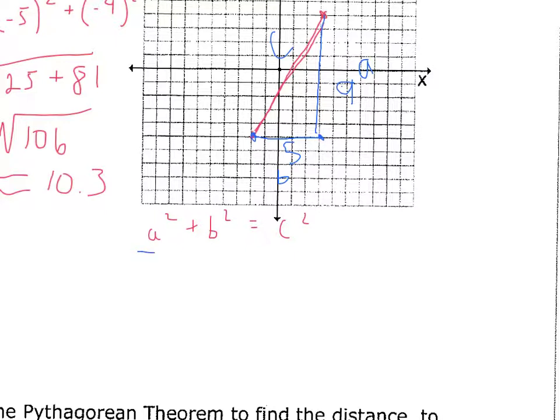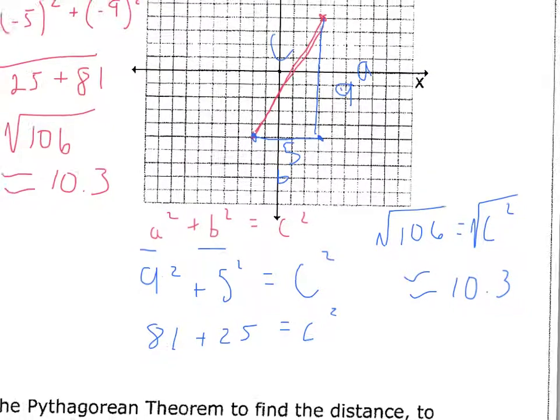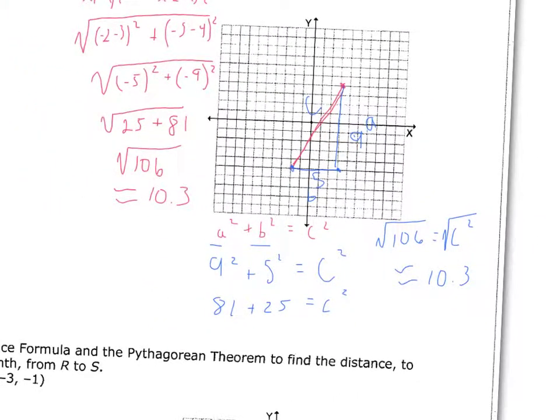Over here we're going to plug in our different values. A was 9, so we have 9 squared, and then B squared was 5 squared. We don't know C squared, so that just stays the way it is for now. Then you simplify. 9 squared is 81. 5 squared is 25, equals C squared. You add those up, that gives you 106 equals c squared, and then you take the square root, and that gives you approximately 10.3. So you can see that both of those end up equaling 10.3. You just use a different process.